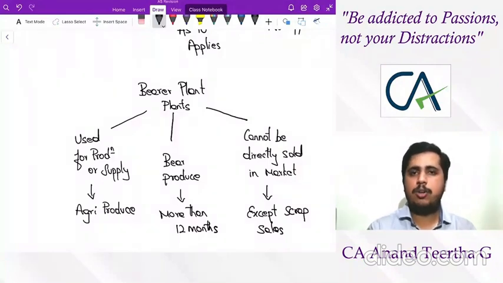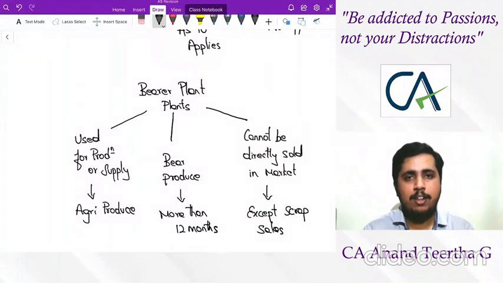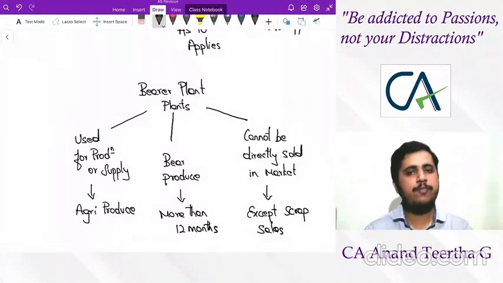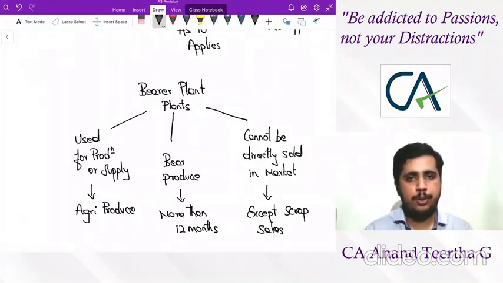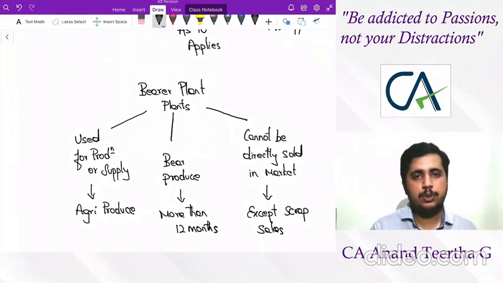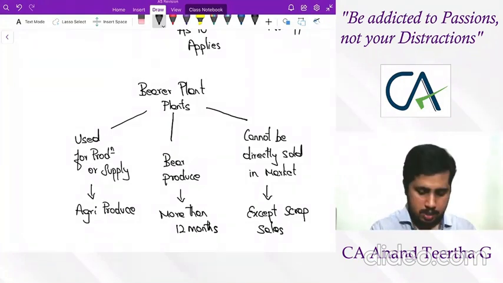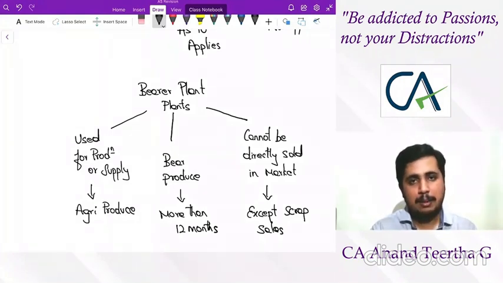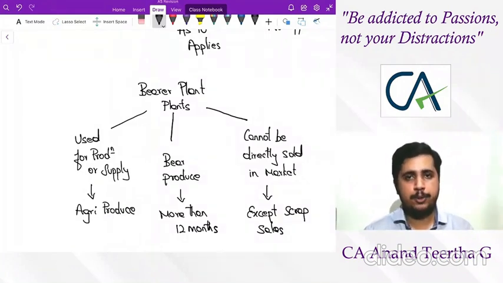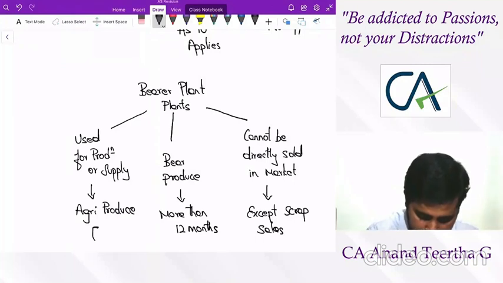Example wise, take any trees or plantation of that manner. Say you take coconut trees. Do you directly sell the coconut tree? Obviously not. Instead, you use the coconut tree for production of coconuts. So check the first part of the definition: used for production or supply of agricultural produce. What is the agricultural produce? Coconuts.